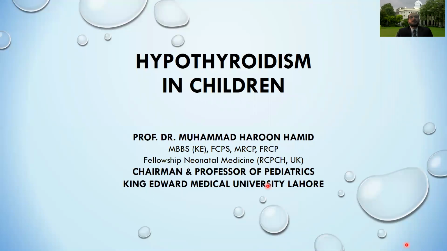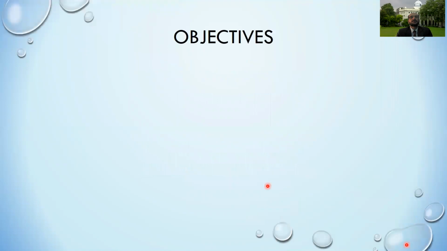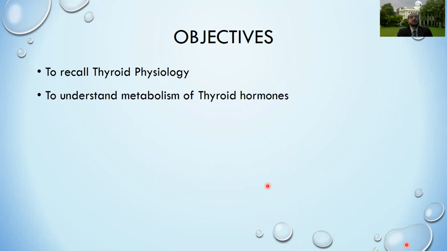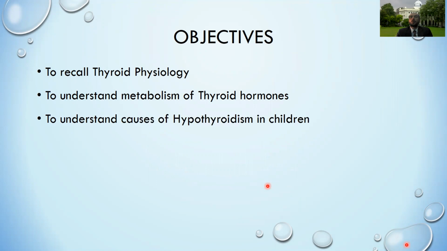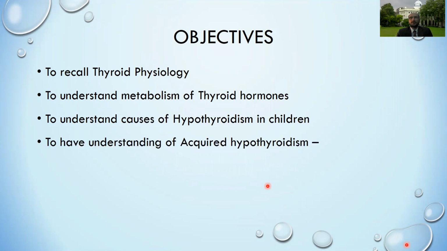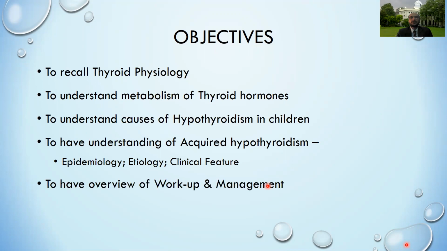Bismillahirrahmanirrahim. In the next couple of lectures, we are going to talk about a group of important endocrinopathies in children, that is hypothyroidism. What we are going to do is recall our knowledge of thyroid physiology, and try to understand the metabolism of thyroid hormones, what causes hypothyroidism in children, what are the causes of acquired hypothyroidism, its epidemiology, its clinical features, how to investigate acquired hypothyroidism, and the management of that.